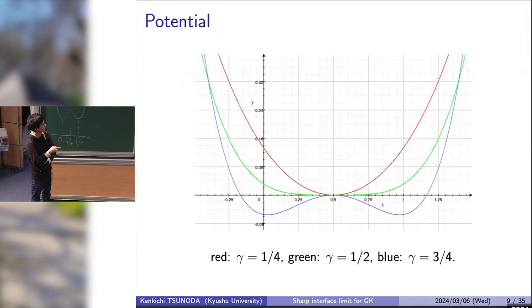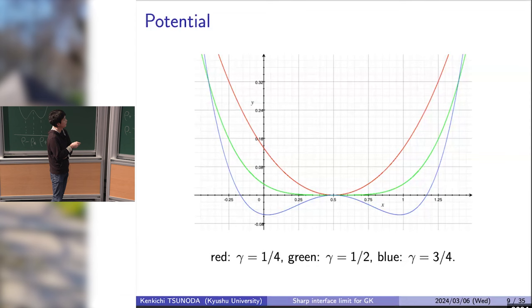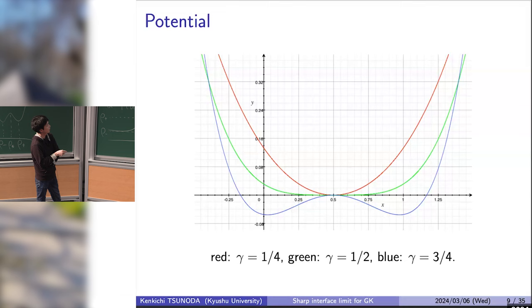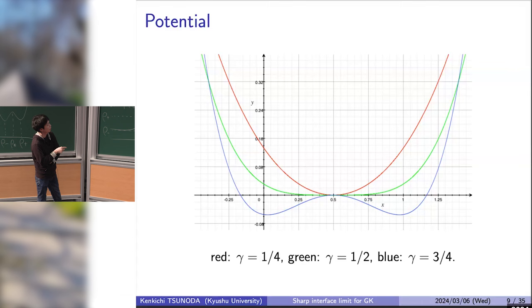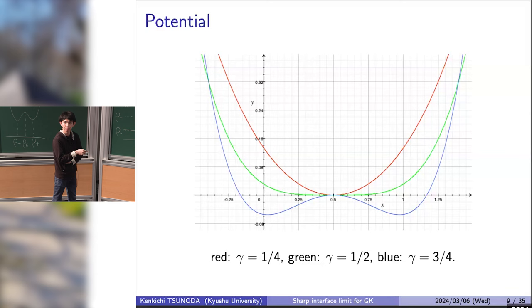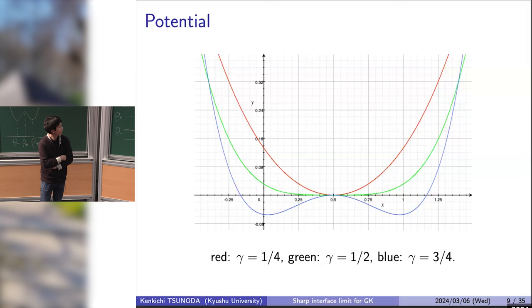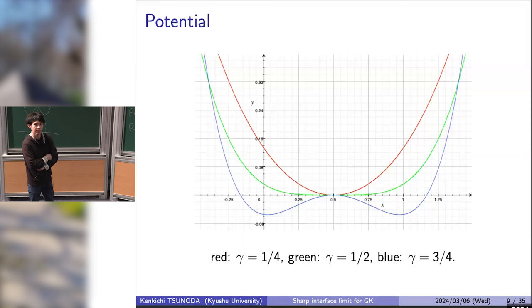If we take gamma to be 1/4, then the potential becomes a singular potential. But if gamma is equal to 1/2, then this is a critical case, so it becomes like this, and this is still a singular potential. However, it is degenerate at the bottom of the potential. If gamma is larger than 1/2, then the potential becomes a double-well potential. And we basically consider this blue line case in my talk.